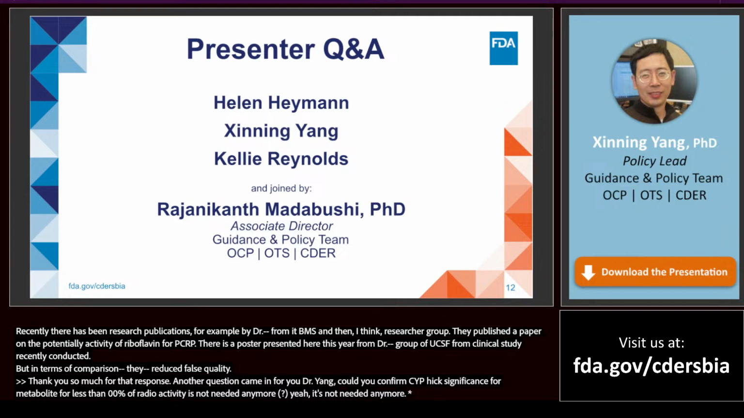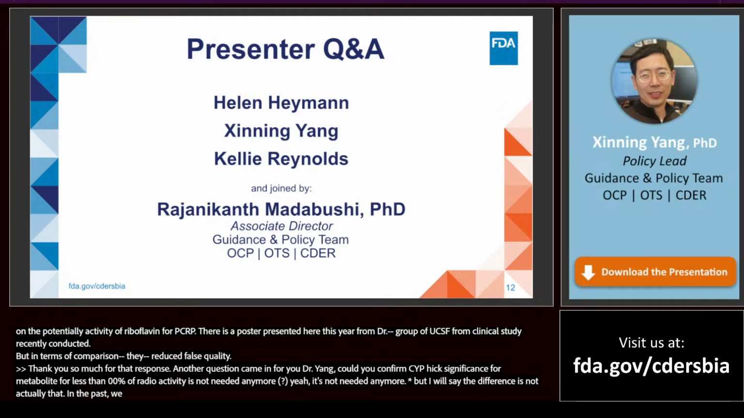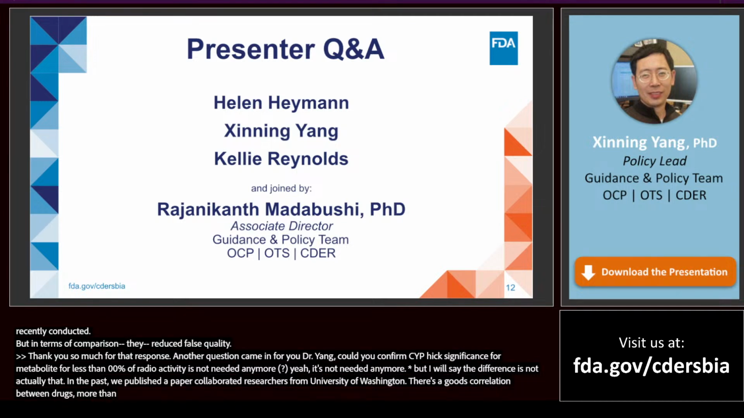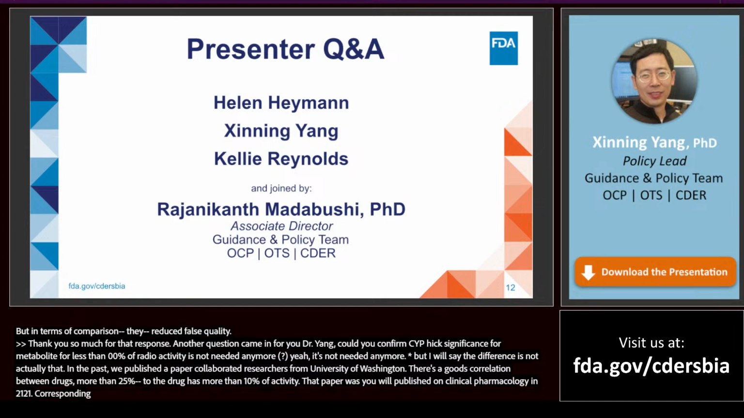But I would say actually the difference isn't that big. In the past, we published a paper in collaboration with researchers from the University of Washington, and we found that there's a good correlation between drugs with metabolite AUC compared to parent AUC more than 25%, and drugs with metabolites accounting for more than 10% of radioactivity. That paper was published in Clinical Pharmacology and Therapeutics in 2021. The corresponding author is Dr. Nina Isoherranen from the University of Washington.